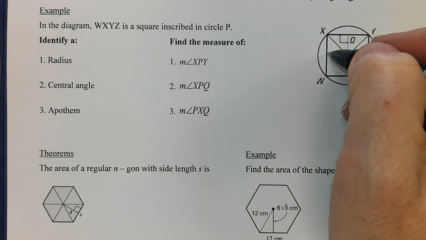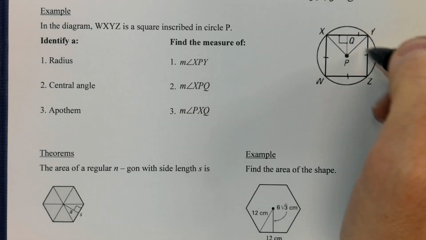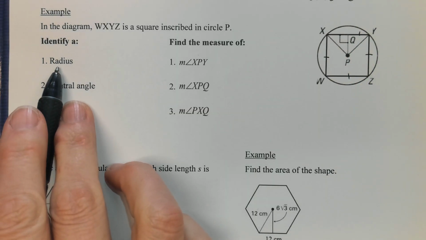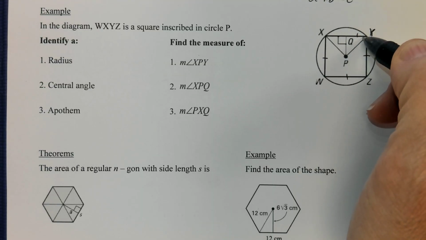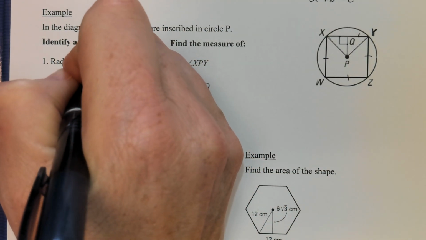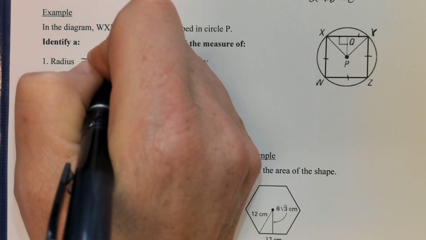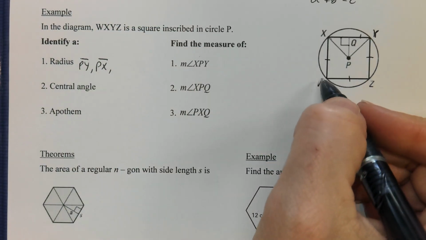So here we've got one more picture. I've got a square inscribed inside of a circle. So identify a radius. One radius could be, this is supposed to be a Y if yours didn't fill in there, this is PY or PX. I'm going to name the other two. It could also be PZ or P, that's a W.